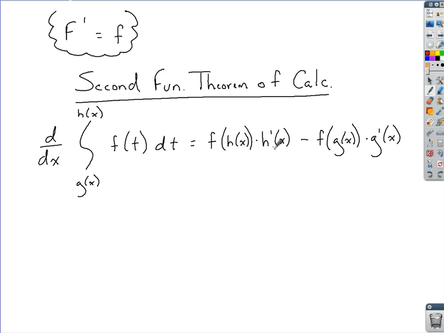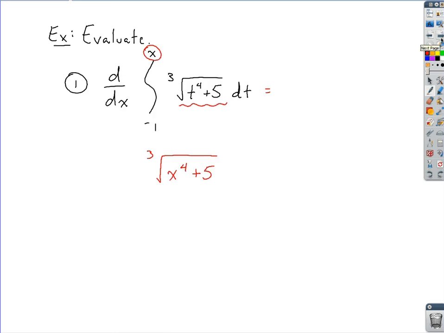If I go back here for the rest of that first piece, after we plug in, we're going to tack on the derivative of that function we plugged in. So we plugged in x. The derivative of x is 1, so we tack that on. As that theorem continues, we subtract.